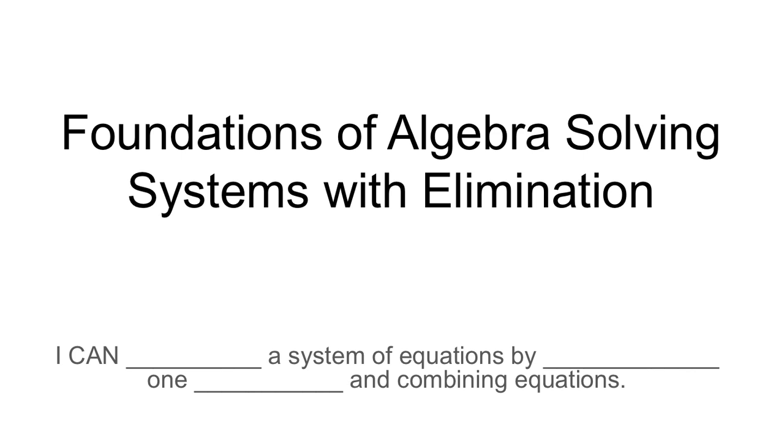Today we're going to look at another algebraic method called elimination that is used when we have two equations that are both in standard form, and allows us to eliminate one of the variables, meaning get rid of one of the variables, so that we can then solve for the other one. So by the end of this, you'll be able to solve a system of equations by eliminating one variable and combining the equations together. All right, so let's get into this.